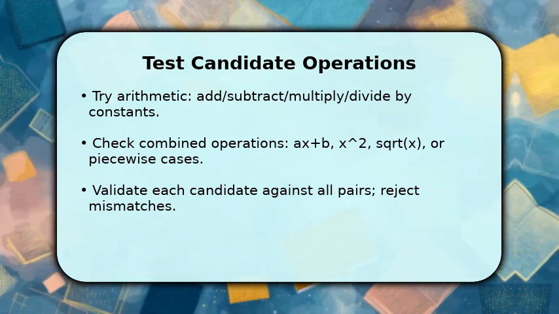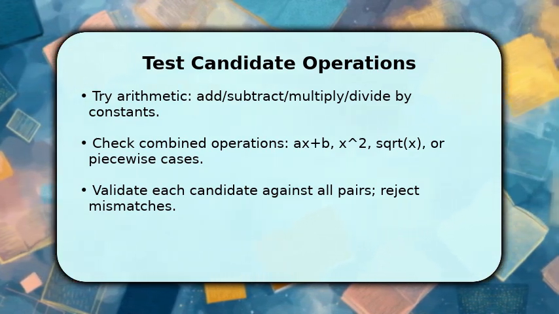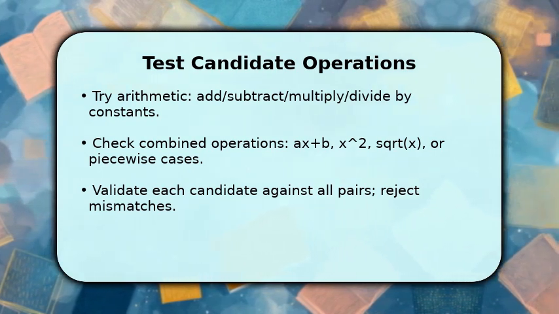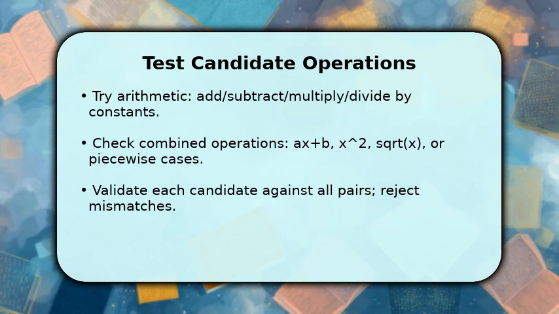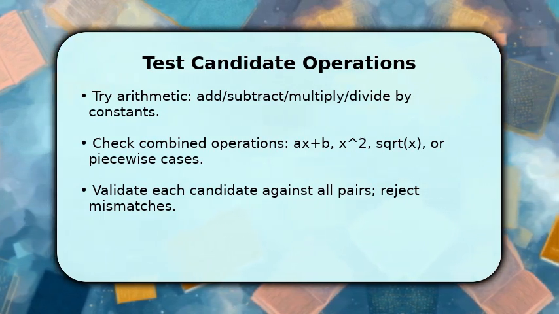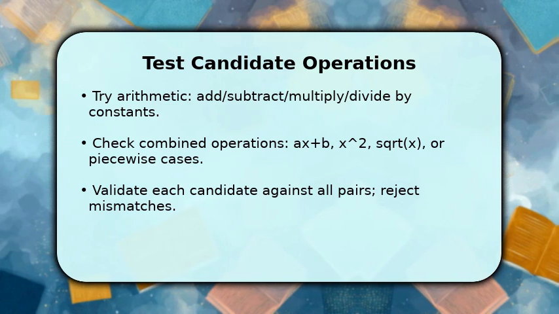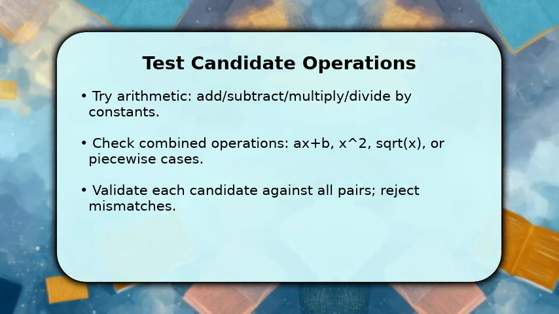Once you spot nonlinearity, test combinations like x plus b or x², and consider piecewise definitions if outputs jump for ranges. Apply the candidate to every input, not just one or two. This ensures the rule holds universally. If a candidate fails for any pair, discard it and refine parameters.